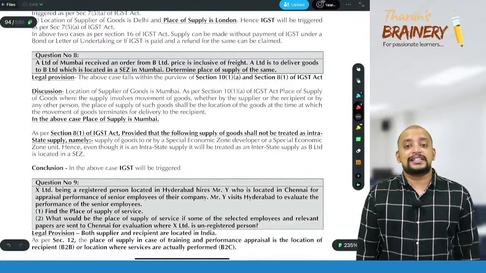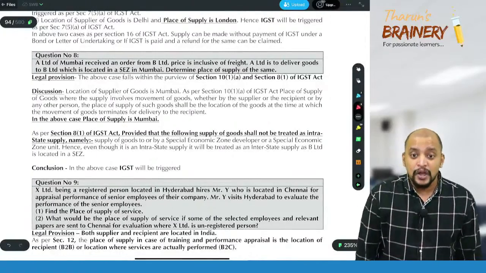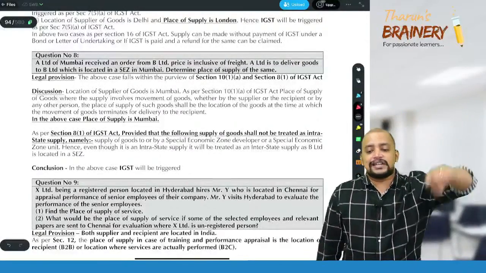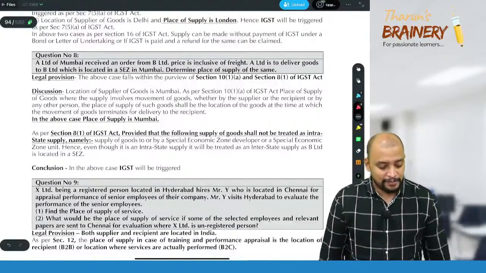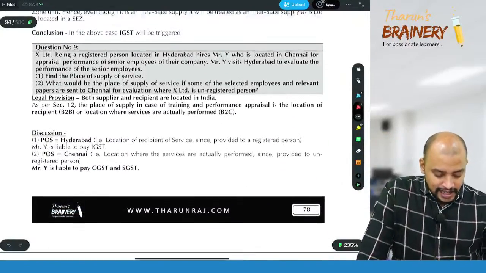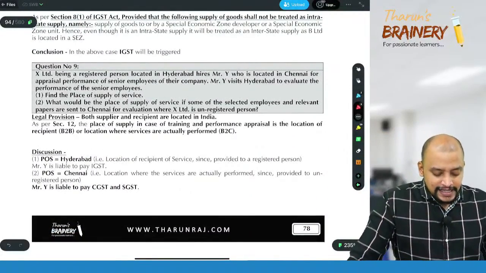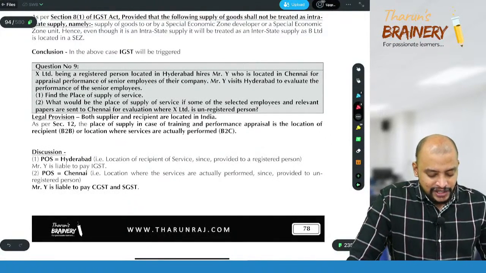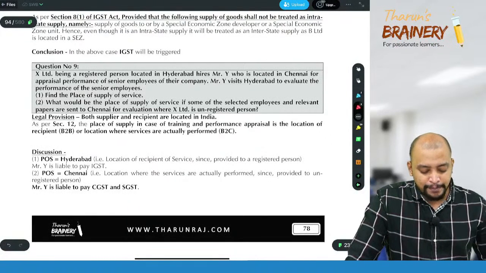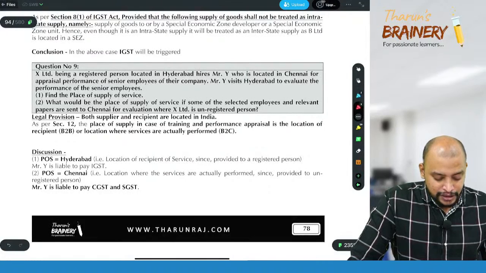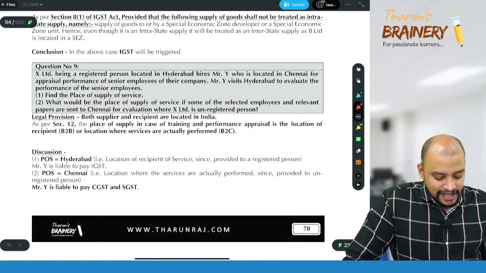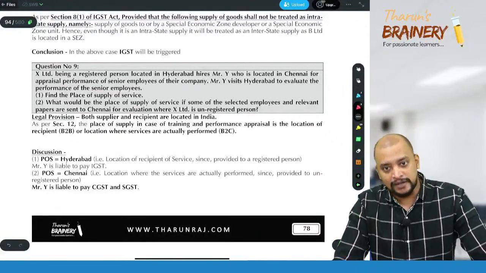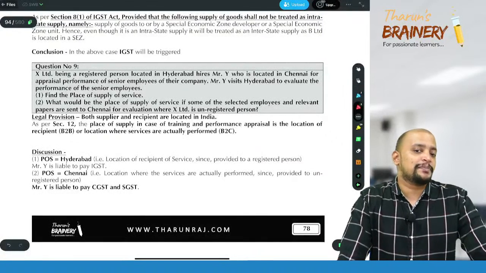No. Here section 7 subsection 5 clause b overrides section 8, which says that it is deemed interstate supply chargeable to IGST. Don't miss that point. Then question number 9. X Limited, being a registered person located in Hyderabad, hires Mr. Y, who is located in Chennai, for appraisal of performance of senior employees of their company. Mr. Y visits Hyderabad to evaluate the performance of senior employees. Find the place of supply of service. Goods or services? Services. 12 or 13? 12. And this is training and performance appraisal services.